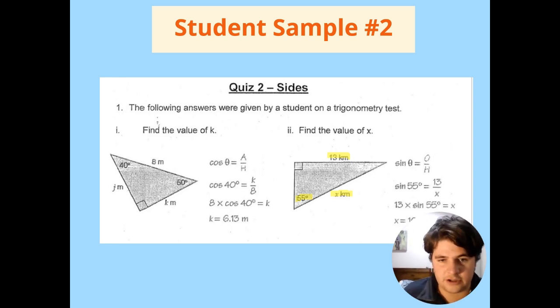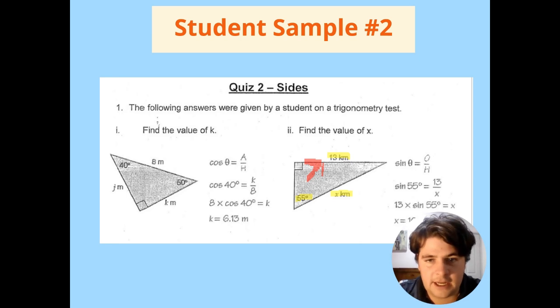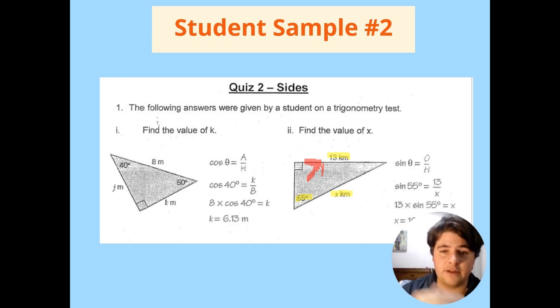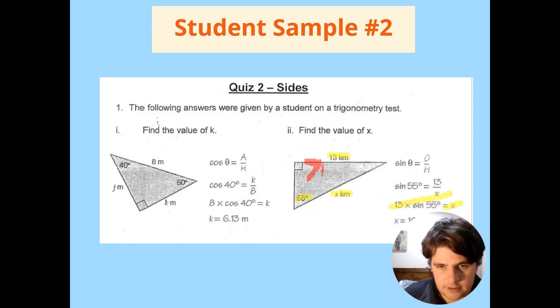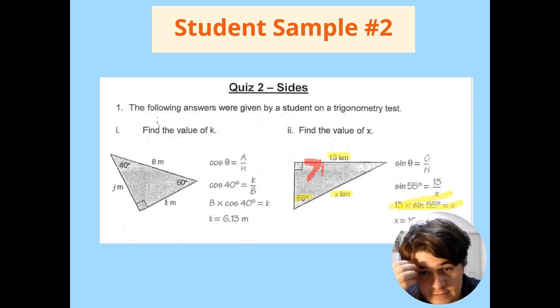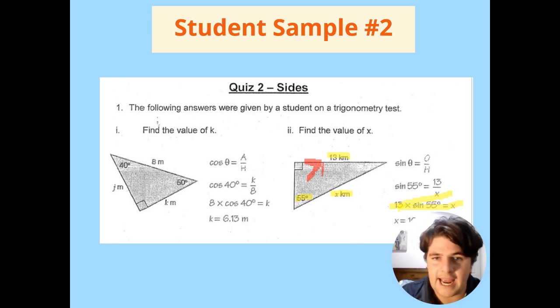So already the student has shown that due to the position of 13 and x, 13 is what you would call the opposite side. So the ratio has been correctly picked, and that is sine theta, opposite over hypotenuse. So they've picked the correct ratio. They've then inputted their values, and the student has actually shown it all coming together, and it's all working very well until you get to the third line, which is 13 times sine of 55 degrees equals x.